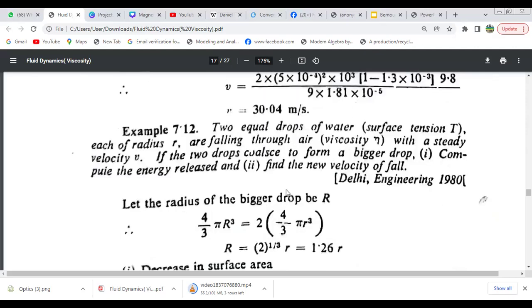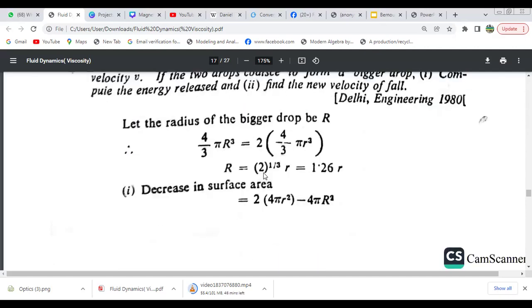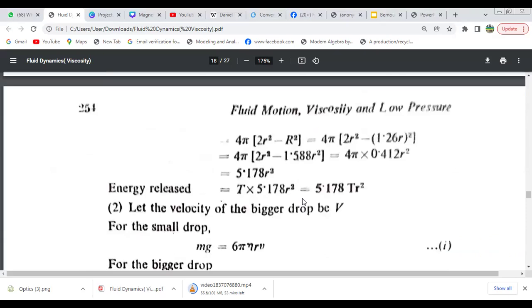Now similarly, another example. Two equal drops of water, each of radius r, are falling through air with a steady velocity v. If the two drops collapse to form a bigger drop, find the energy released and the new velocity. Now using a similar equation, the radius of the bigger drop will be capital R equals to this. Decrease in the surface area, so we easily get the energy released is this.